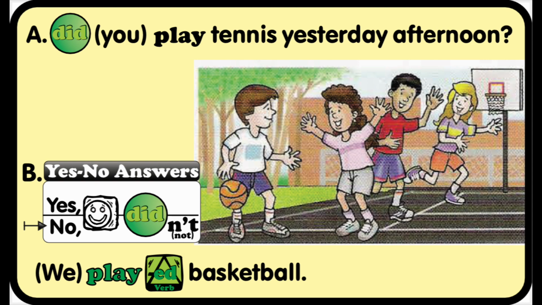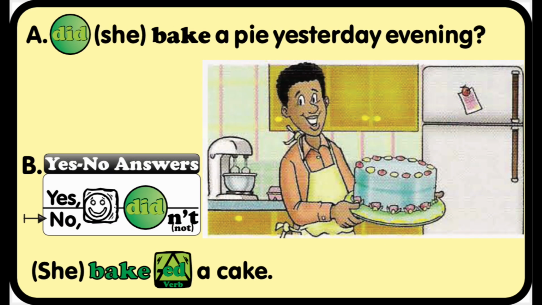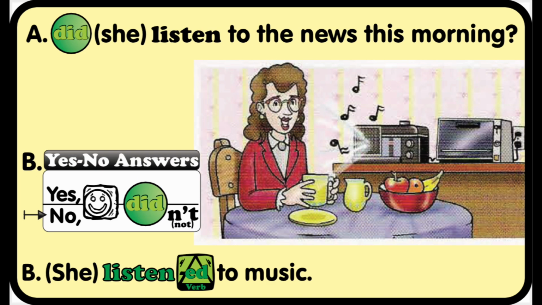Did you play tennis yesterday afternoon? No, we didn't. We played basketball. Did they study English yesterday morning? No, they didn't. They studied Chinese. Did she bake a pie yesterday evening? No, she didn't. She baked a cake. Did she listen to the news this morning? No, she didn't. She listened to music.